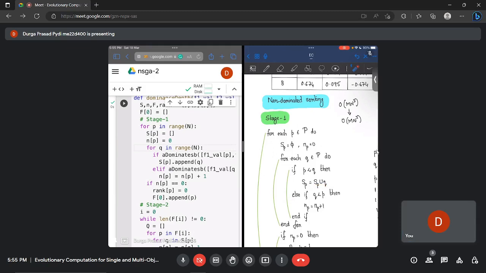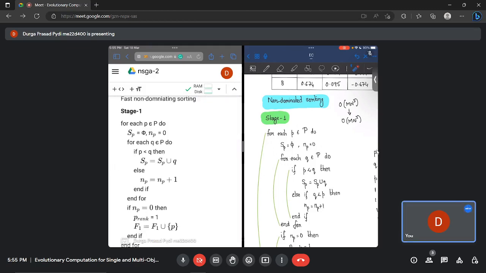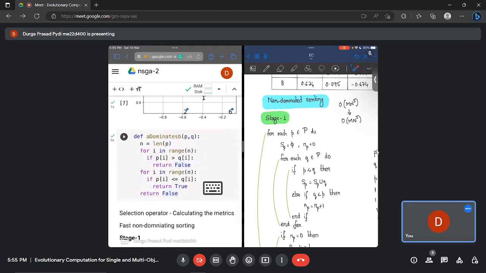And this is the second case. A dominates B is a function we define here, a function we discussed previously. A dominates B of P comma Q will tell you whether P is dominating Q or not. That's it.